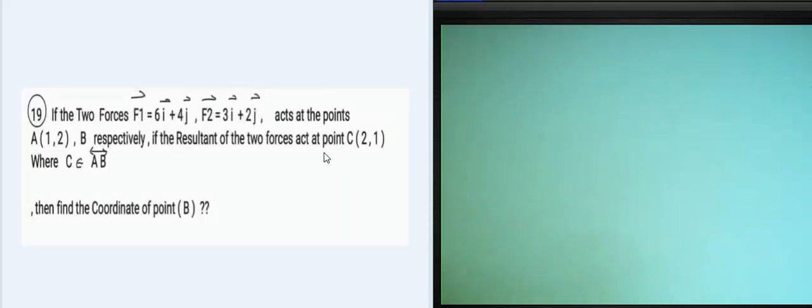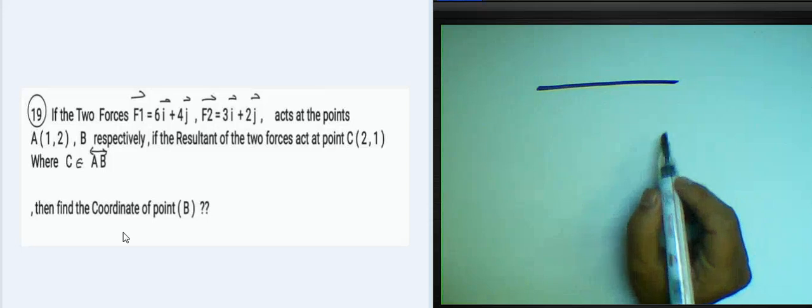Question 19. If two forces F1, F2 act at two points A and B respectively, if the resultant of two forces is at point C, where C is between points A, B, find the coordinate of point B. We want to find the coordinate about the point B. We have F1 acts on the point A and F2 acts at the point B. The resultant acts at the point C. So the two forces are parallel and they move in the same direction. Look at here, I will draw here. We have F1 and F2.